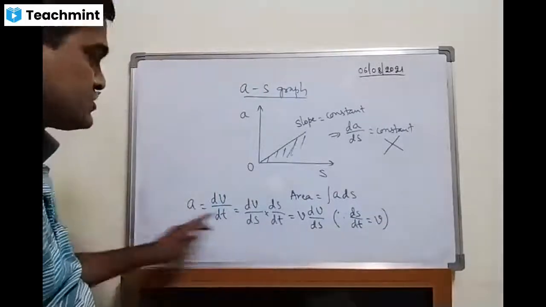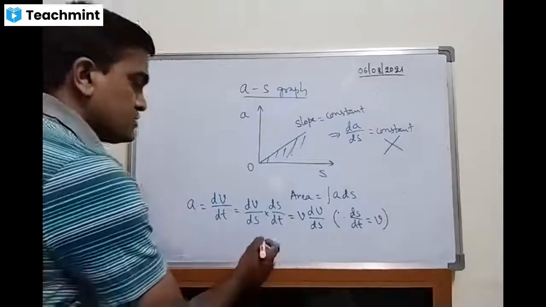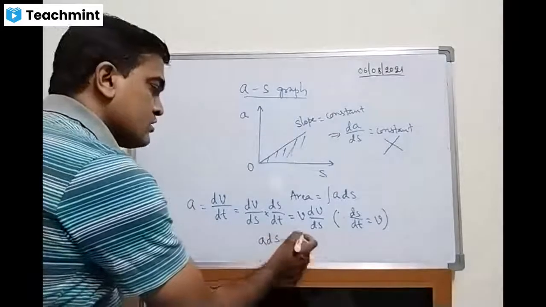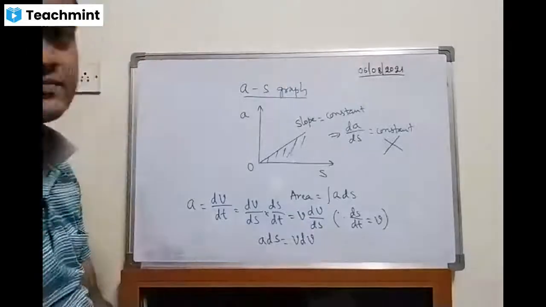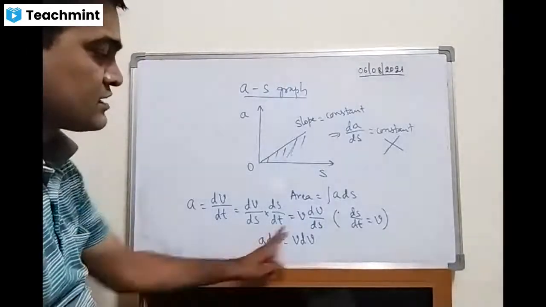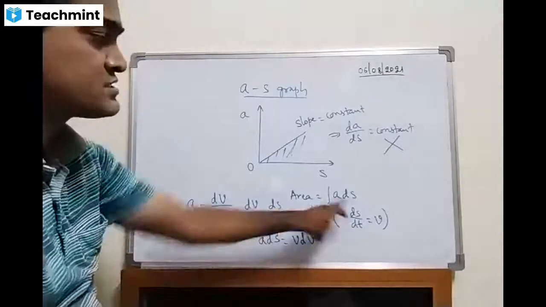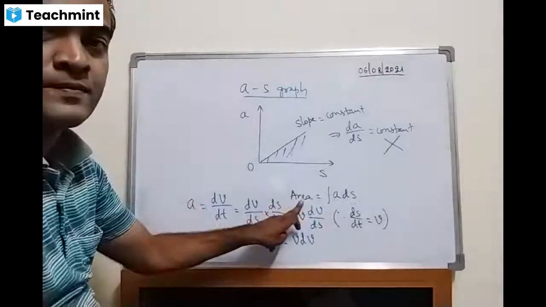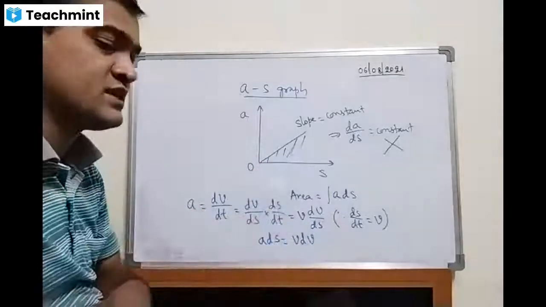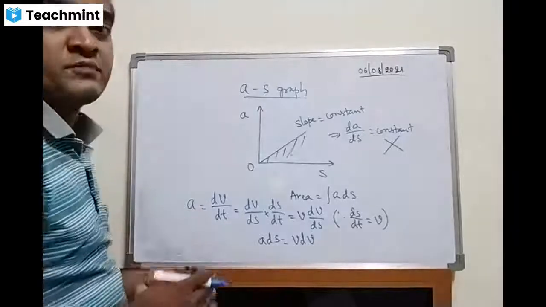Now, if I take this ds across, A into ds is equal to v dv. Now I will apply the integral on both sides. The integral of A dS gives what? Area. That means I can find out the area now. Let us try to find out the area. The AS graph is a very, very important graph.